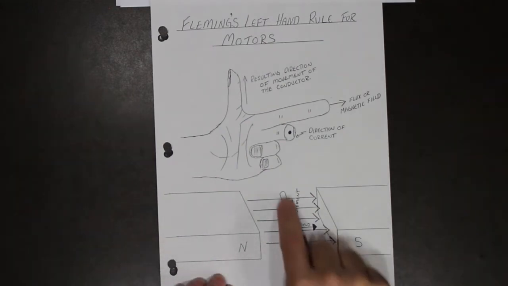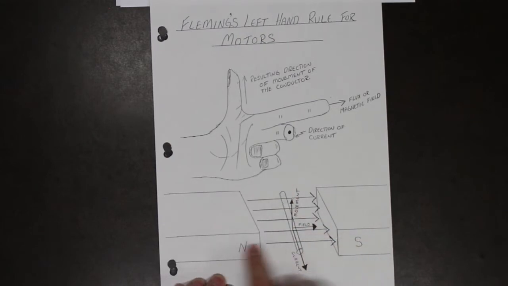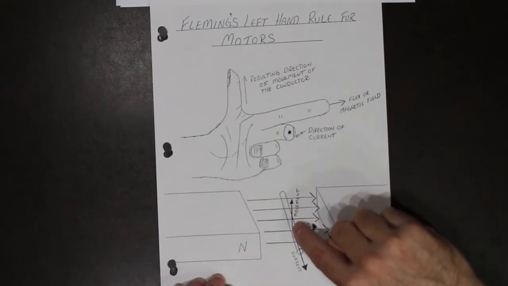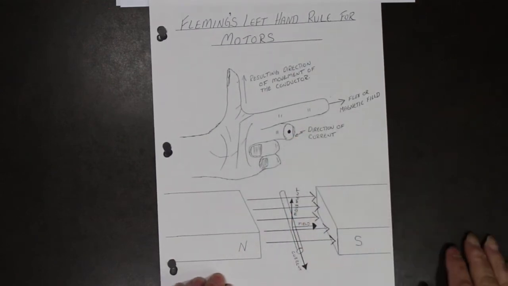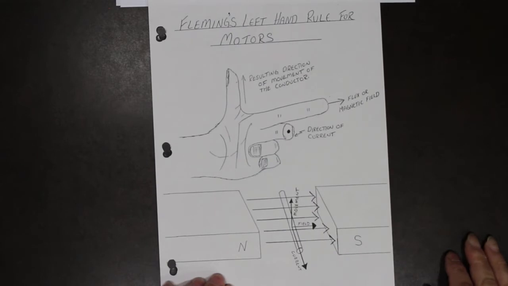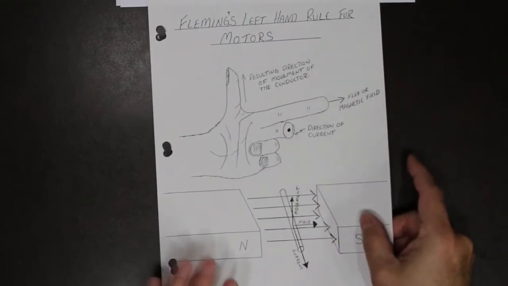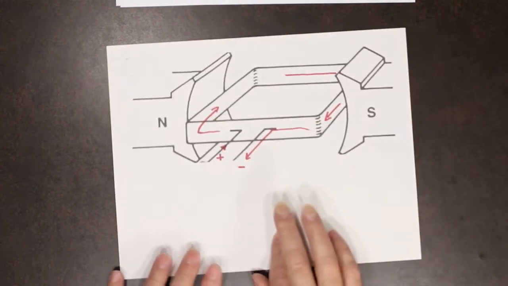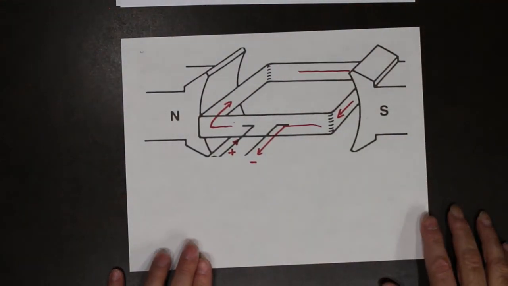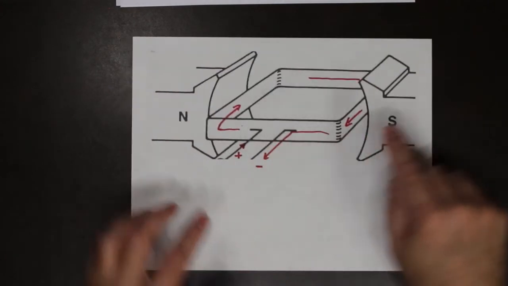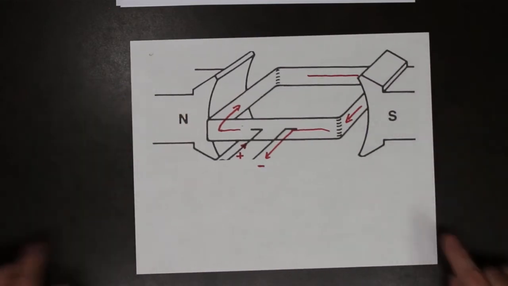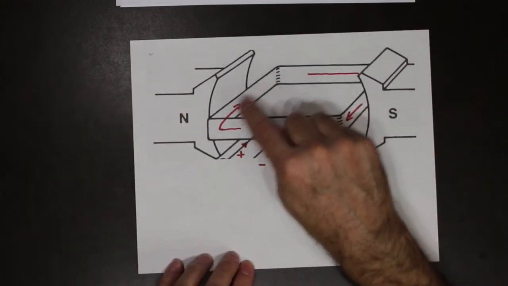So again, if we place a current carrying conductor inside a magnetic field, the conductor will move. It will move up or down depending on the direction of the current. So again, you have that in your class notes. So let's go back to this example. I have a current carrying conductor inside a magnetic field. I'm going to focus on this part of the conductor here.